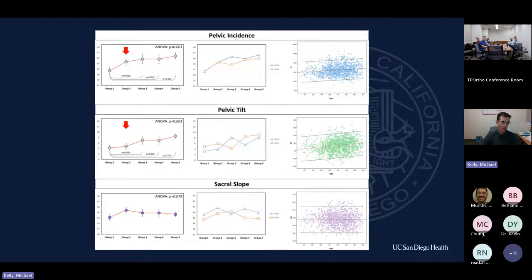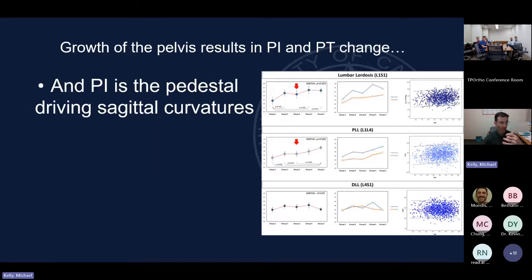The PI is going up and the PT is following as it goes up, as those femoral heads grow further away from a sacrum that is not changing its angle in space, right? Sacral slope would be changing this. Pelvic incidence and pelvic tilt is just hips growing further away. So the growth of the pelvis results in PI and PT change. PI is the sacral pedestal, right, driving the sagittal plane curvatures.